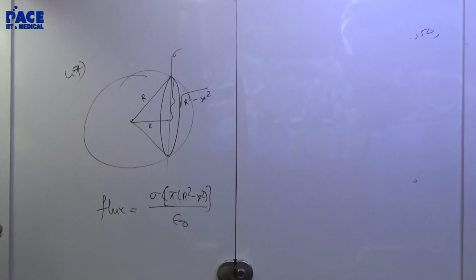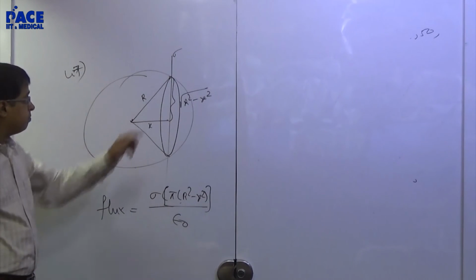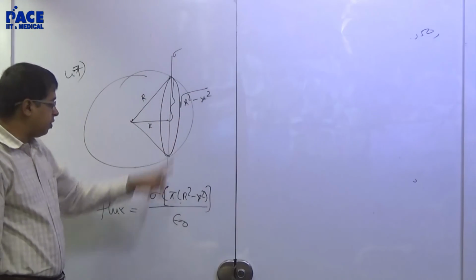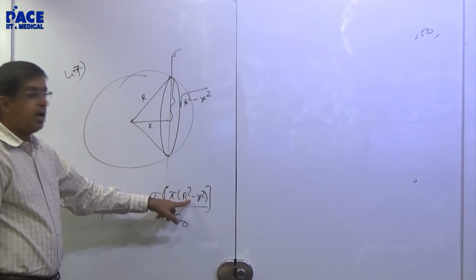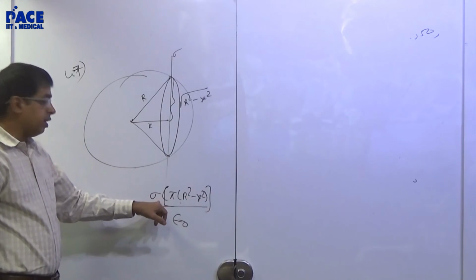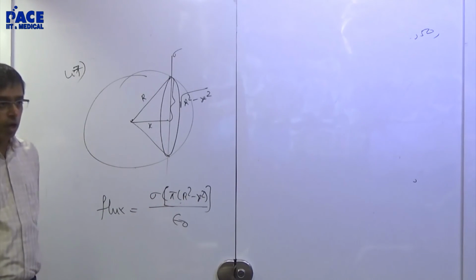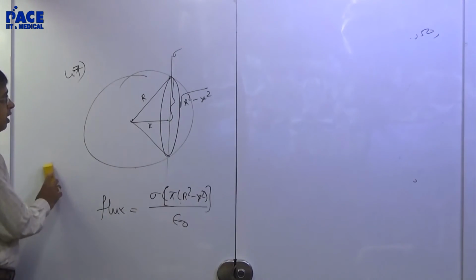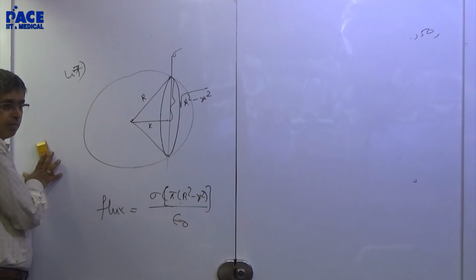This plate inside the spherical surface will be of area pi times R square minus x square, that into sigma by epsilon naught. Fine with that?